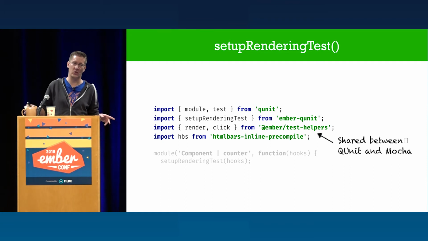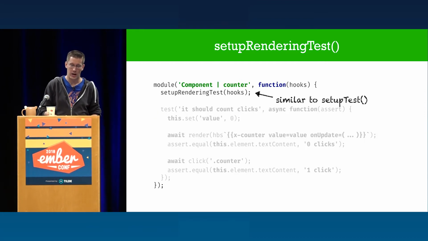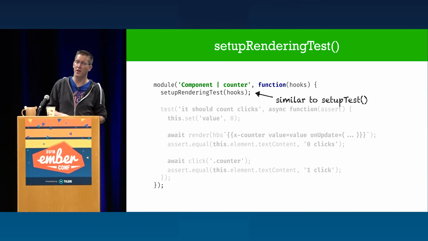Everything else works whether you use Mocha, QUnit, maybe some other test framework in the future, we'll see. So you import these things. The HBS import is just the same like we've used before. And then you open a test suite. In this example, you're not calling setup test, but setup rendering test instead. But everything else is exactly the same, essentially. And setup rendering test is actually using setup test underneath.